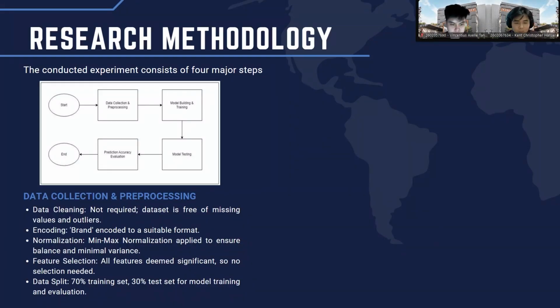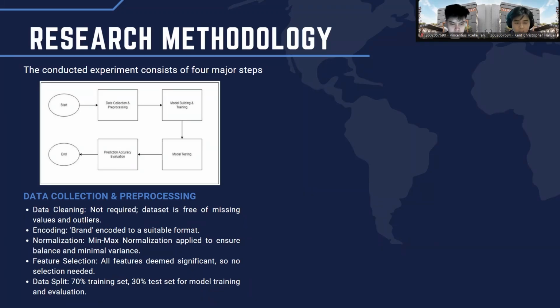For the data collection and preprocessing, the data was collected from a public repository containing laptop prices and laptop specifications with 7 features and 1,000 instances of data. Data cleaning was not required, for the dataset is free of missing values and outliers.